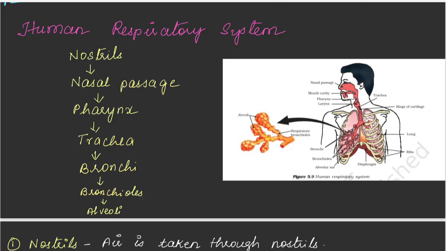So here you can see how air enters into our body. So first through the nostrils air enters. Air mainly here it is oxygen. So oxygen will enter into the nostril and from the nostril it will enter into nasal passage. And from the nasal passage it will enter into pharynx, and from pharynx you can see it is entering into trachea and then into bronchi and then bronchioles, and then finally it will enter into alveoli.